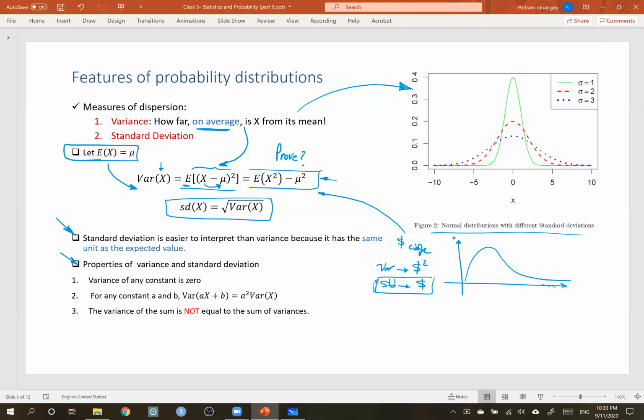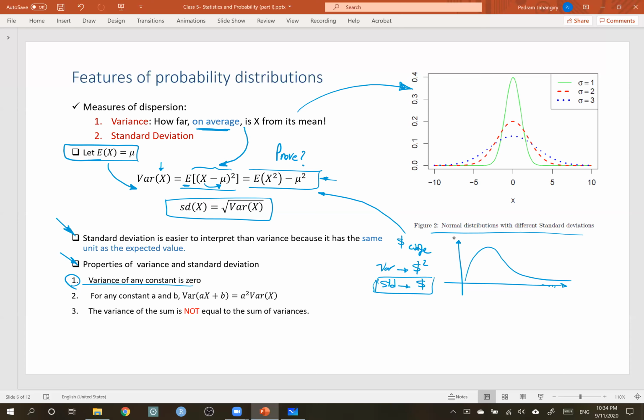We already reviewed the property of expected values. Now let's look at the properties of variance and standard deviation. The variance of any constant is 0. This should also be straightforward. If I have a random variable taking only one number, 1, 1, 1, 1, 1, 1, what is the variance? 0, because there is no measure of dispersion here.